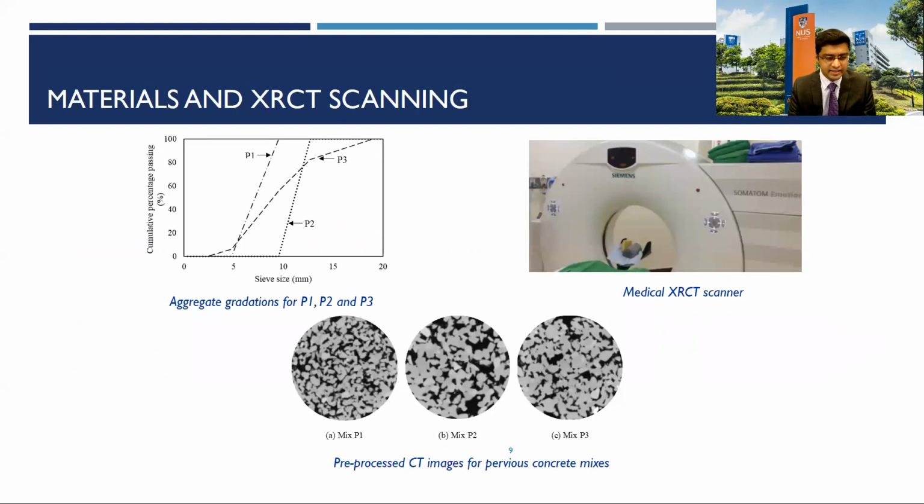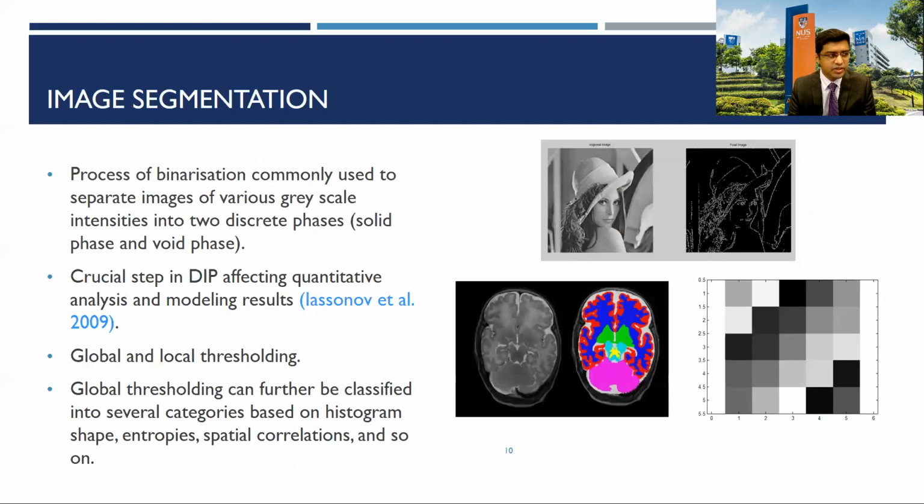Next is the materials and XRCT scanning. 3 different pervious concrete samples were produced in the laboratory using siliceous aggregates of different nominal maximum aggregate sizes. A Somatom Emotion 16-channel medical XRCT scanner was used in the current study to obtain the internal structure of the pervious concrete samples. The most important step in digital image processing is image segmentation.